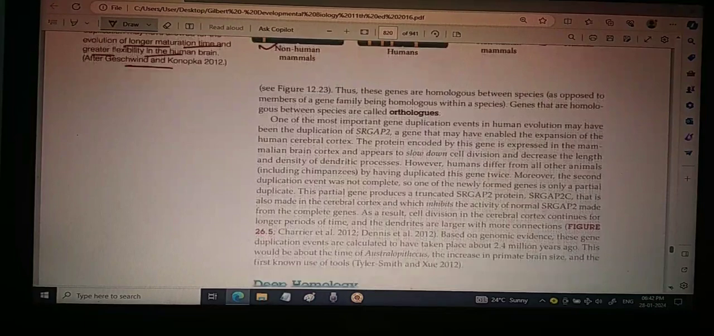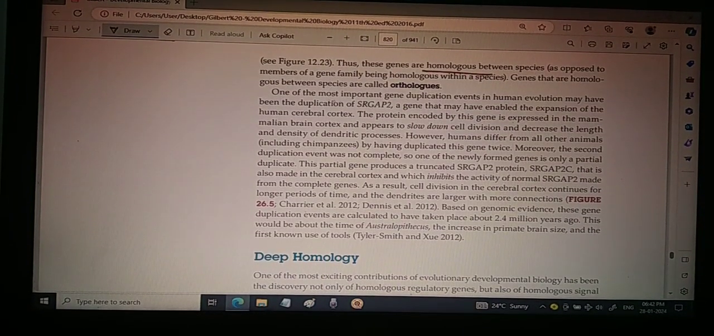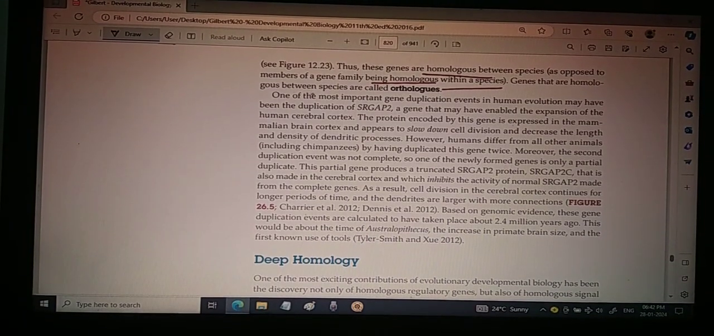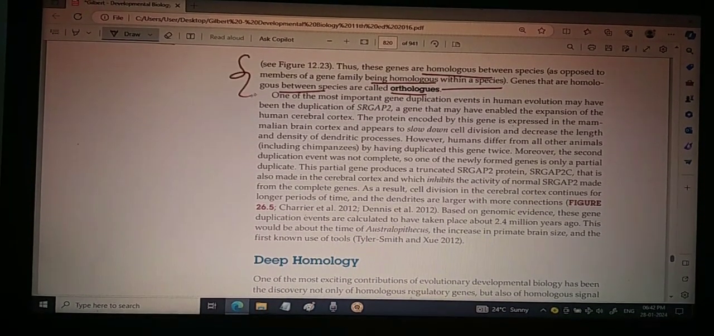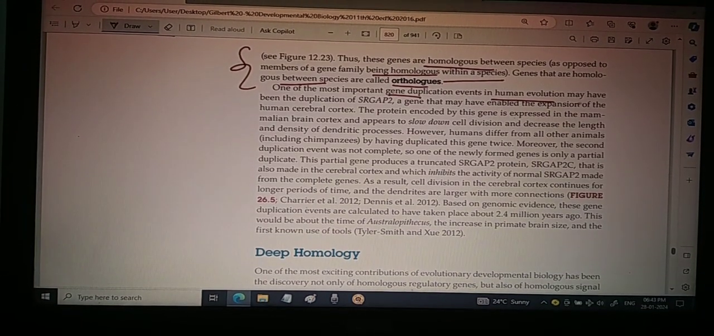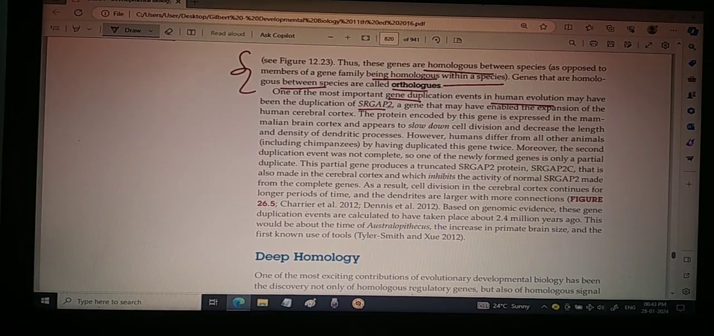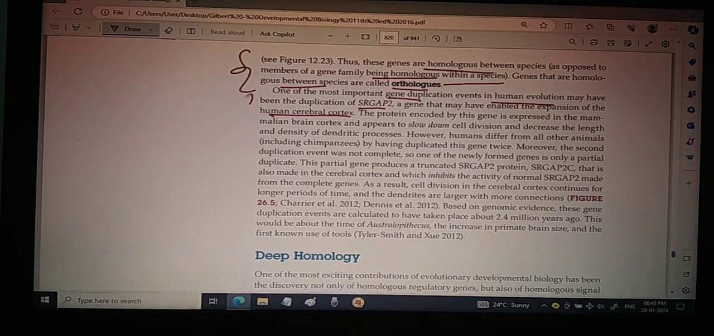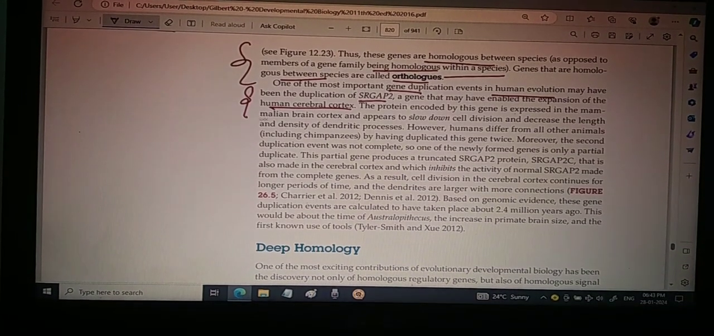Thus, these genes are homologous between species, as opposed to members of a family being homologous within a species. Genes that are homologous between species are called orthologous. This is very important information. One of the most important gene duplication events in the human evolutionary lineage may have been the duplication of the SRGAP2 gene, a gene that may have enabled the expansion of the human cerebral cortex. This is what evolution supports.